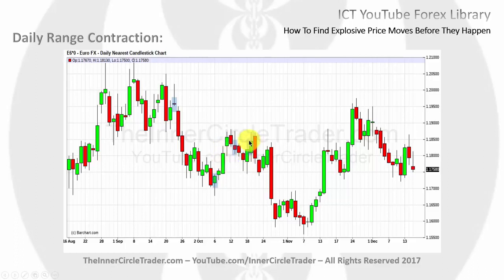So that means these are relatively small in comparison. So we know there's going to be an expansion due. Large range day, and then we go smaller. Okay, looking back, we have a large range day here. So these are relatively small. So we know what's coming. Large range days, big range day.